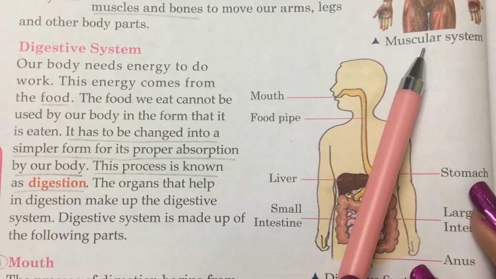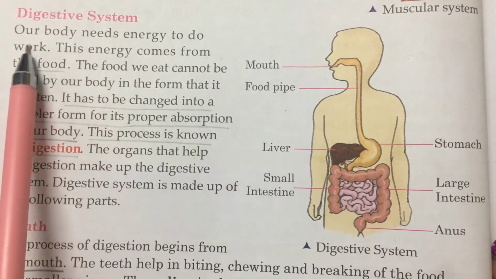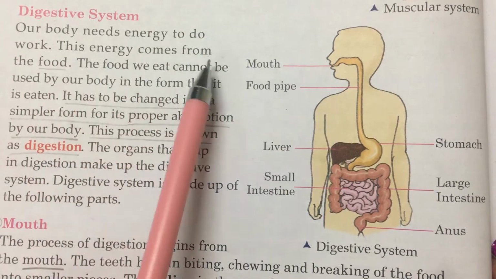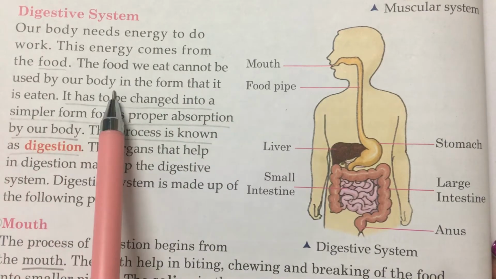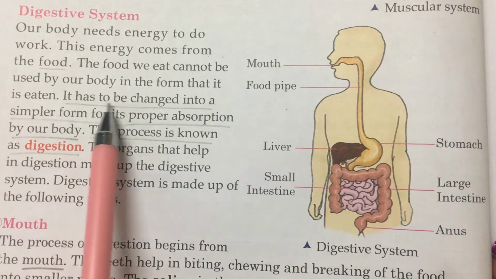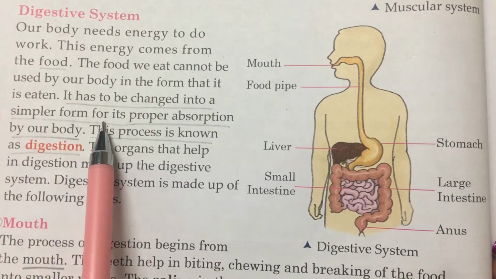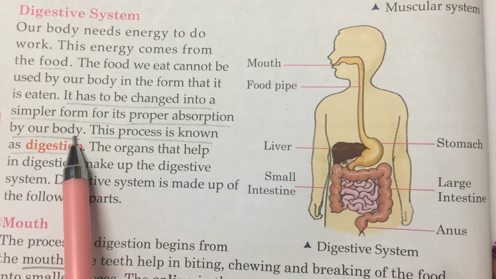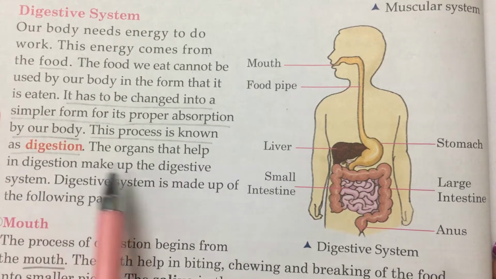Now, let's move on to the digestive system. Our body needs energy to do work. This energy comes from the food. The food we eat cannot be used by our body in the form that is eaten. It has to be changed into a simpler form for its proper absorption by our body. This process is known as digestion.